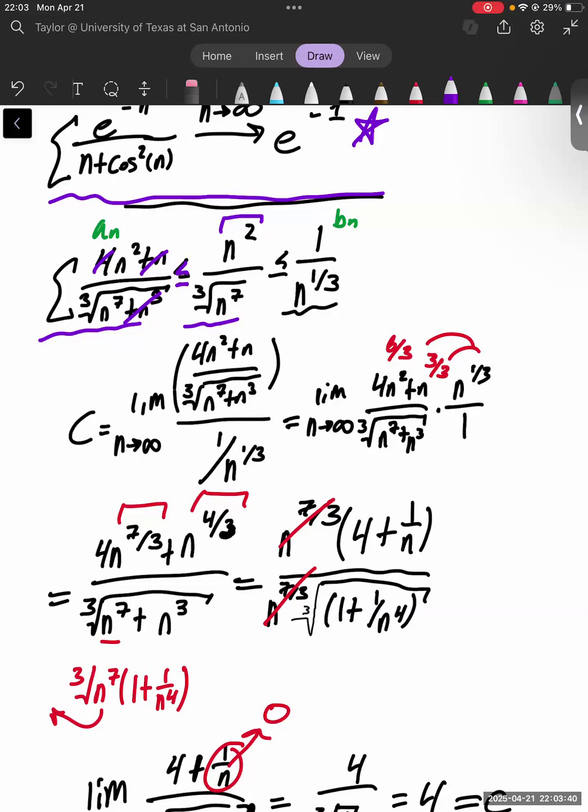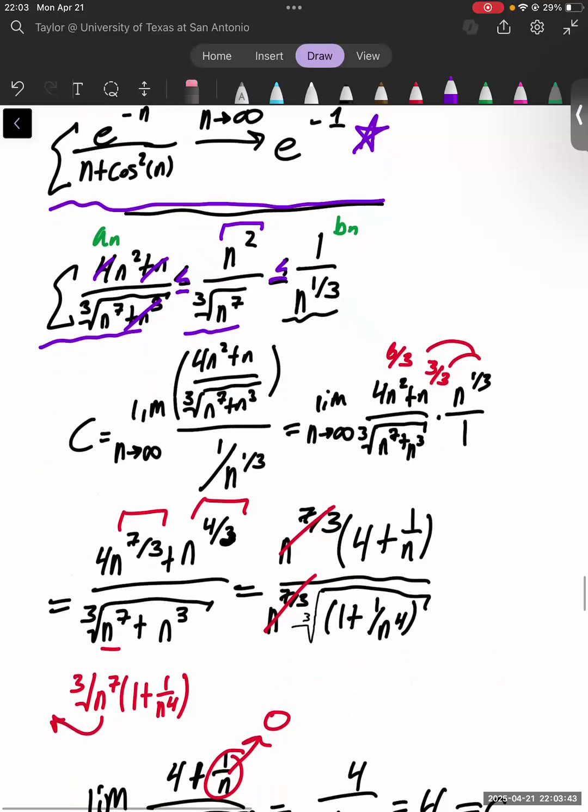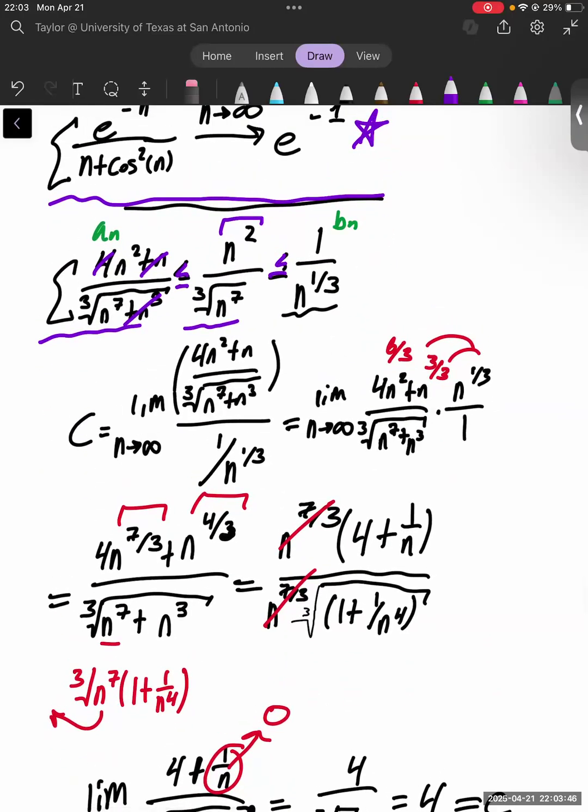And then I can clean this up one more time, leaving me with just 1 over n to the 1/3. And the way this works, I can rewrite n squared as n to the 6 over 3 over n to the 7 over 3. This equals n to the negative 1 over 3, which is the same as this right here. Okay, so I'm just going to set that aside.